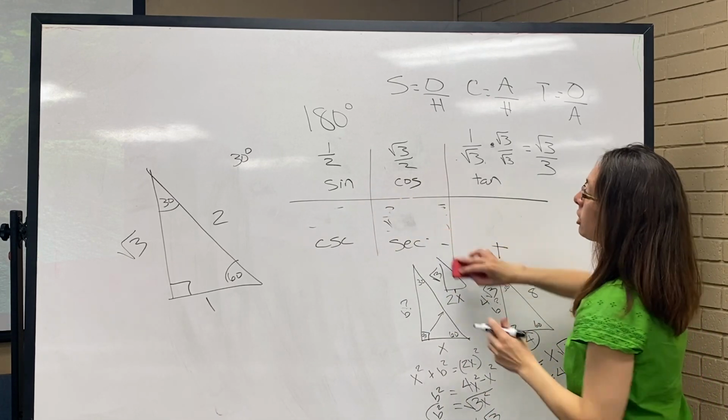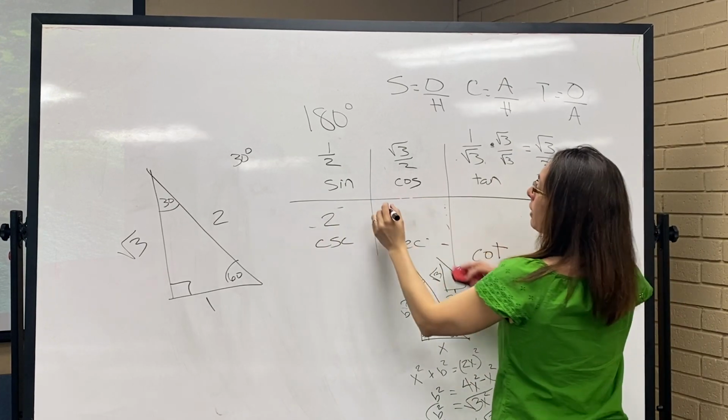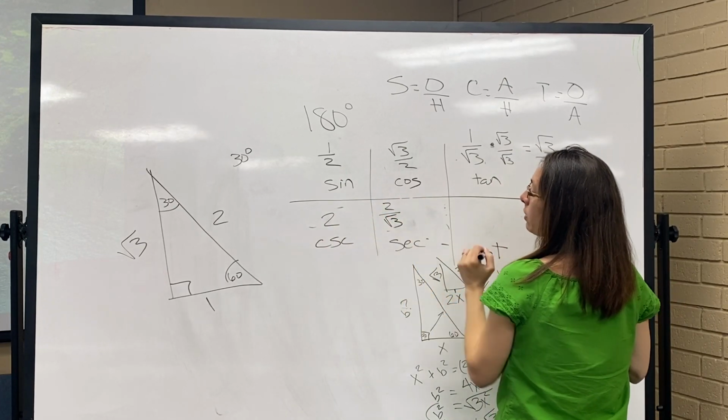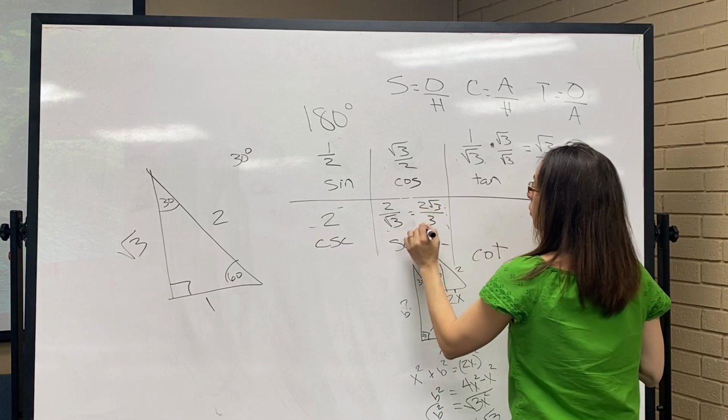Okay. To find our cosecant, our secant, and our cotangent, we're simply going to flip our numbers over and get 2 over square root of 3, which will rationalize to 2 square root of 3 over 3.